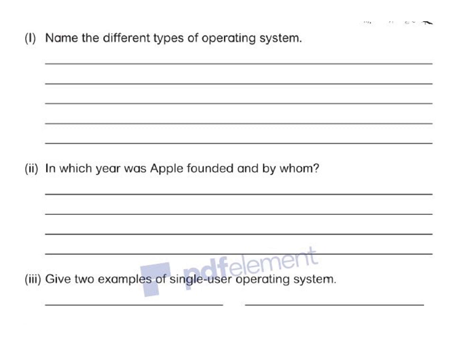Now, here are some questions. Name the different types of operating system. In which year was Apple founded and by whom? Give two examples of single user operating system. Pause the video, try to answer by yourself. Now I am showing you the answers.